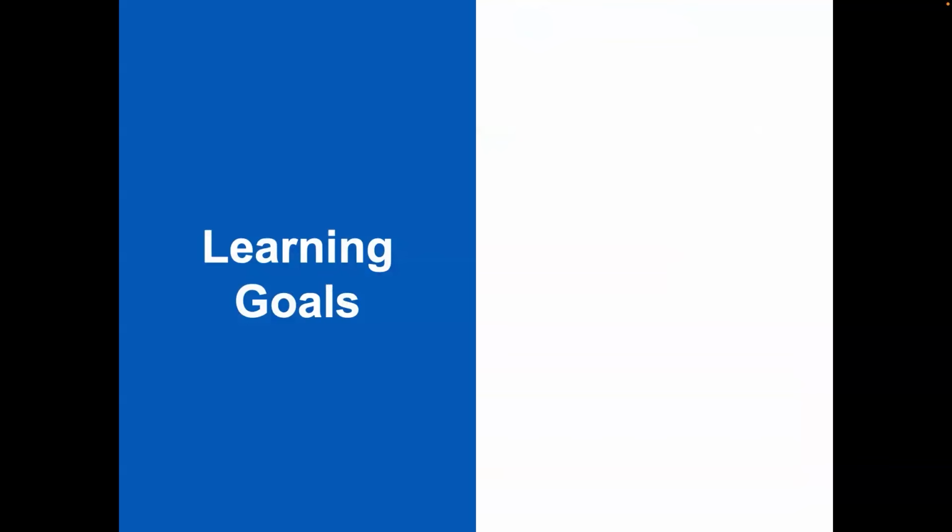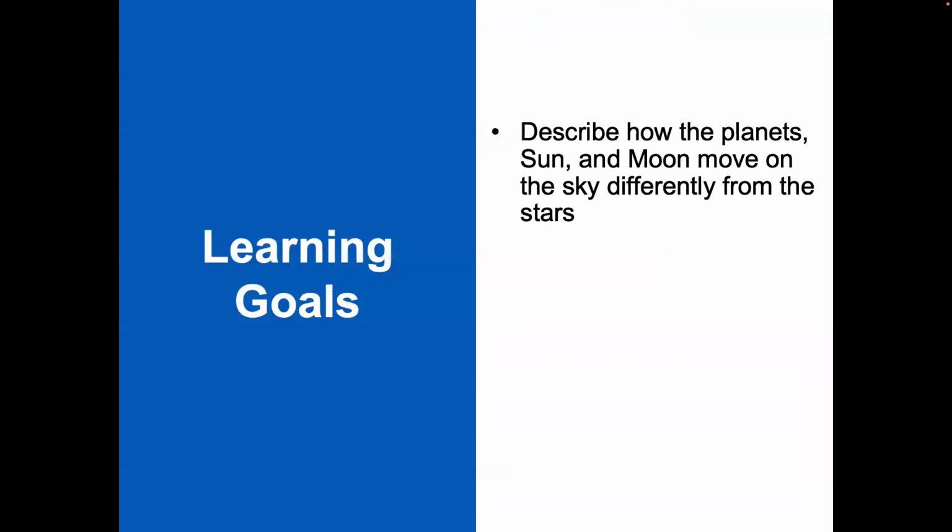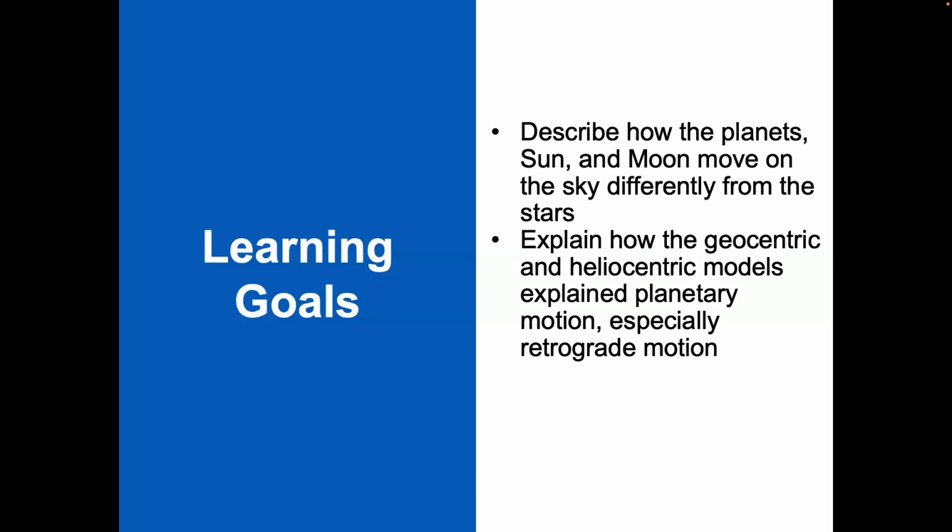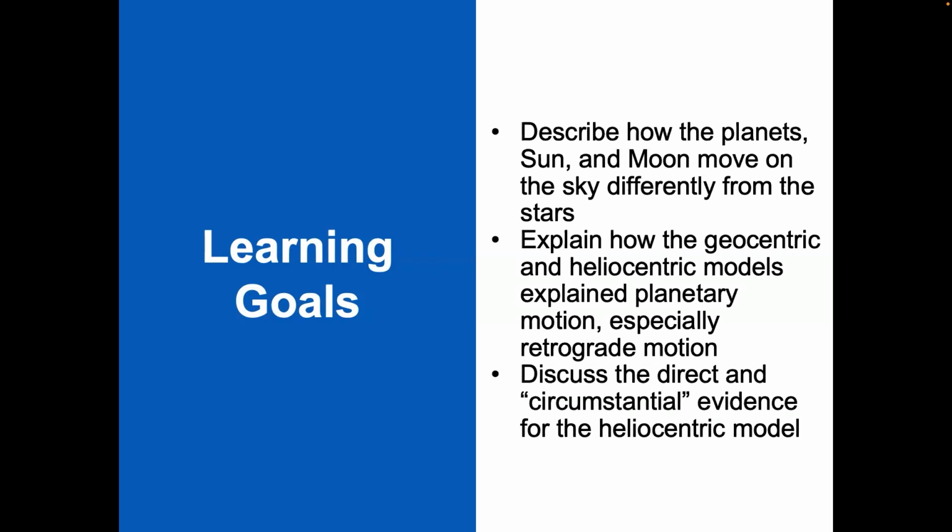So just to summarize, what are the learning goals that we had for this class today? Hopefully, at the end of this, when you look at the lecture, you should be able to describe how the planets, sun, and moon move on the sky differently from the stars. Explain how the geocentric and heliocentric models explain planetary motion, especially that retrograde motion. Why does it look like the planets are doing these loop-de-loops in the sky? And you should also be able to discuss direct and circumstantial evidence for the heliocentric model.